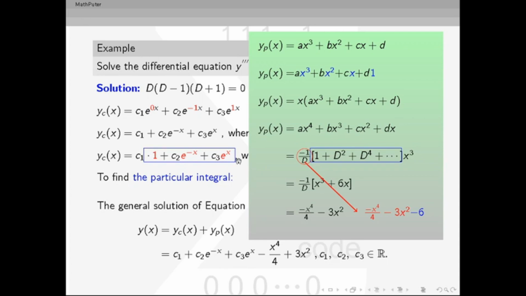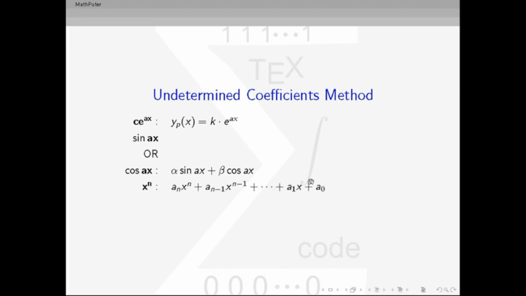Okay friends, so now let us go for the analysis. This was the undetermined coefficient method. If the right hand side is c into e raised to x, then our assumption was yp(x) equal to k into e raised to x. If the right hand side is sine or cos, then our assumption is yp(x) equal to alpha sin x plus beta cos x. If the right hand side is a polynomial, then our assumption is this.